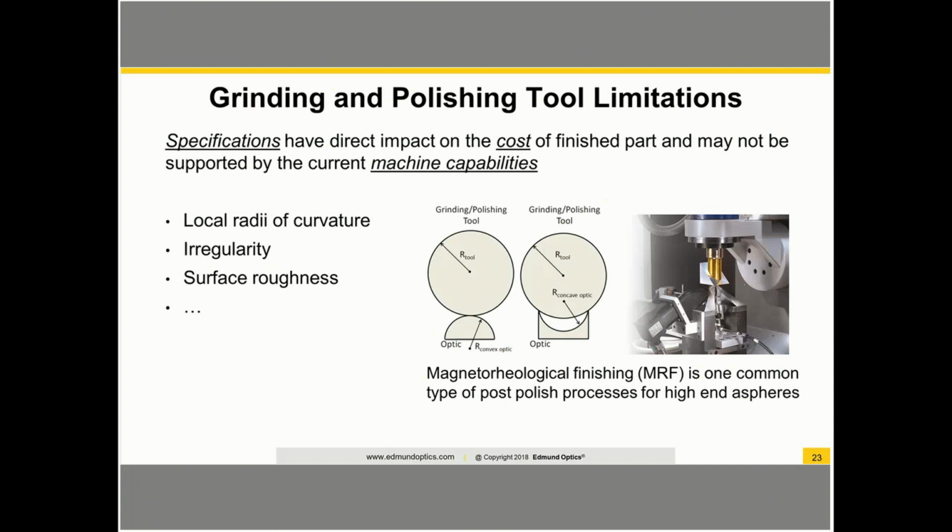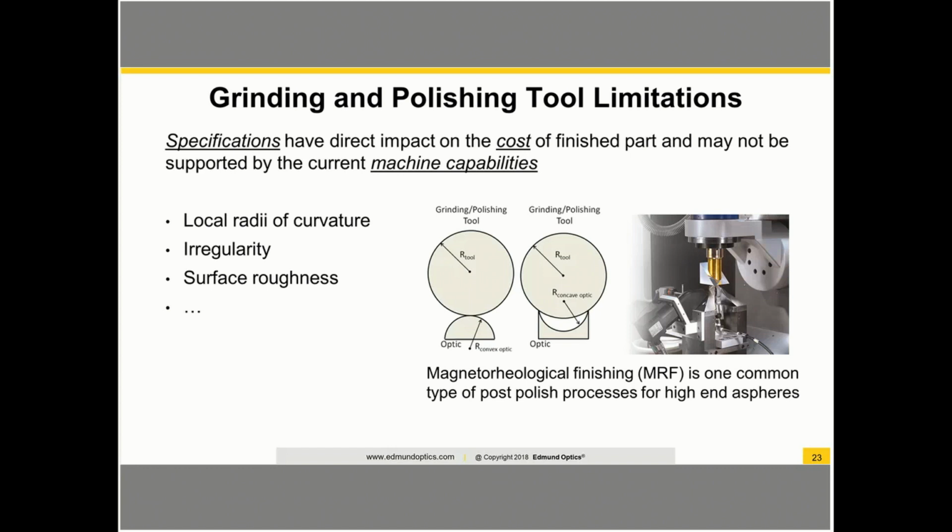Some of the specifications that you may put on an asphere will just increase the cost, and then some of them will make it impossible to manufacture. One of the major constraints that comes up for us in CNC grinding and polishing is a limit on the concave radius of curvature. This is simply because the tool has to be able to fit in that small area. So for our machines, the limit is roughly around 25 millimeters for concave surfaces. And for diamond turning, fortunately, this is not as much of an issue because the diamond tool is much smaller.